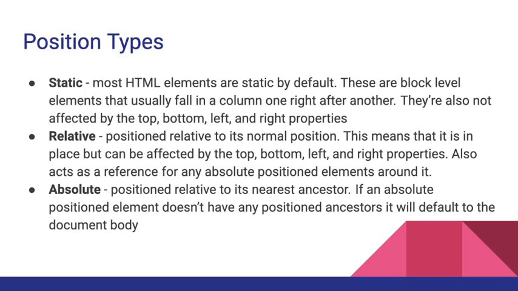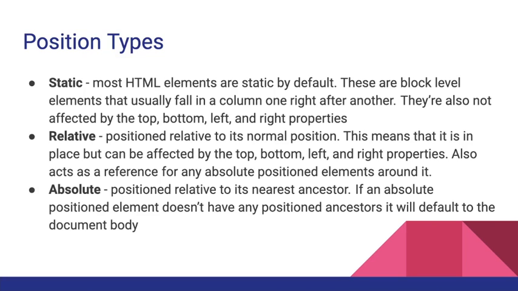So if you have an element on a page that's by itself and it's positioned absolutely, it's going to go to the top left corner. It's going to position itself by default to the document body. But if you have an element that is positioned relative, and then you have an element that's positioned absolutely, it's going to go off of the element that is positioned relative. Please don't let that confuse you because I'm going to show you.